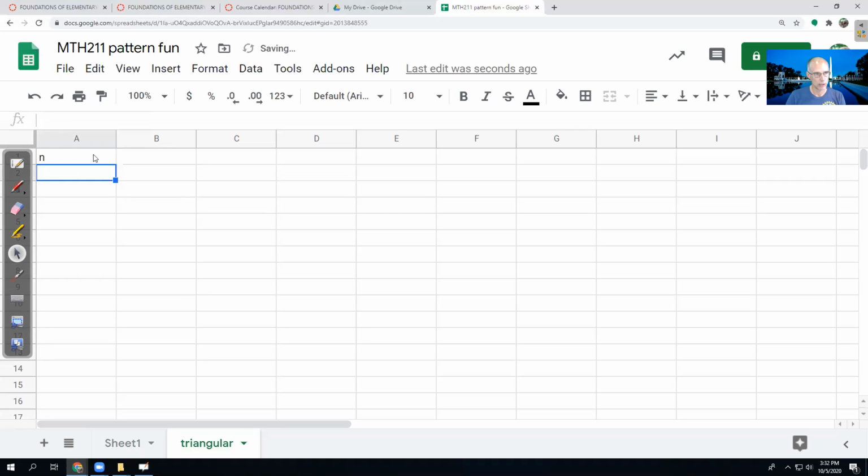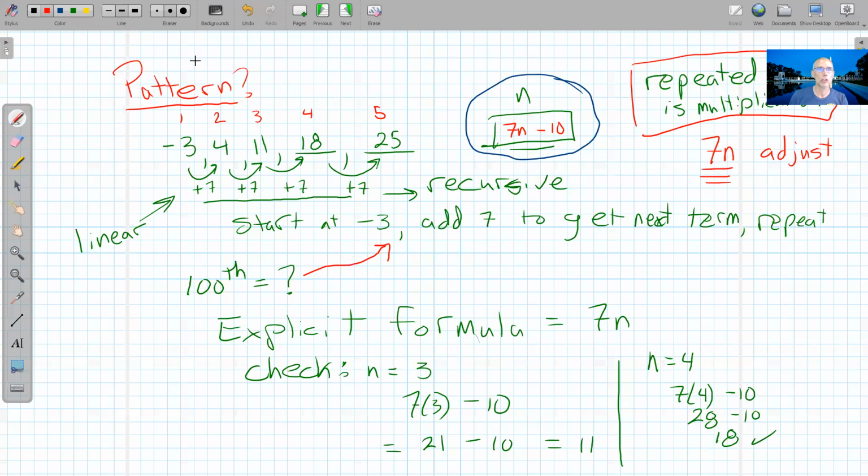N is 1, 2, and the triangular number, the first triangular number is 1. The second triangular number is 3. If you're not sure what I mean by this, I will draw you a picture.